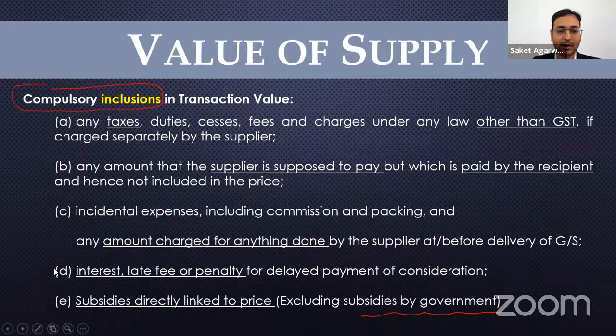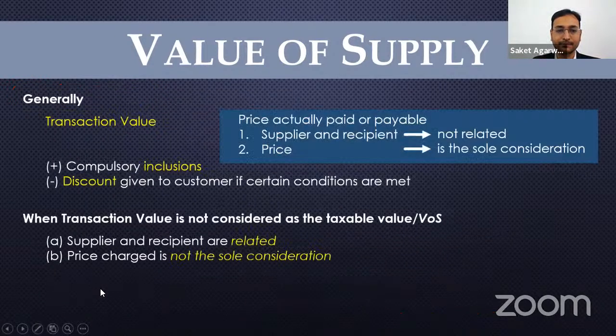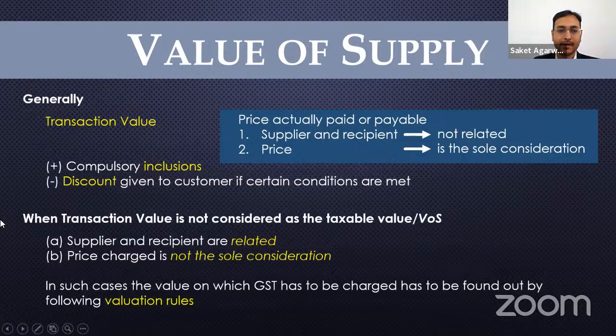So going back to our previous slide, here we saw that generally, what is the value on which we are supposed to pay GST? It is the price mentioned on the invoice, which is the transaction value, TV. Transaction value, which is the price which the buyer is supposed to pay. On this transaction value, there are some compulsory inclusions. Those compulsory inclusions we have seen.